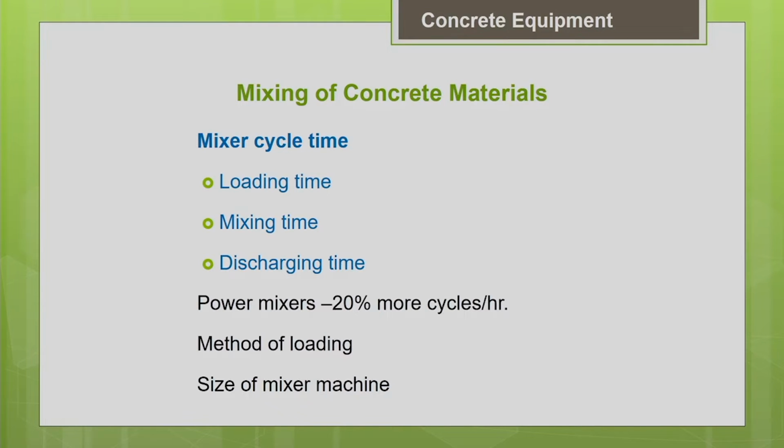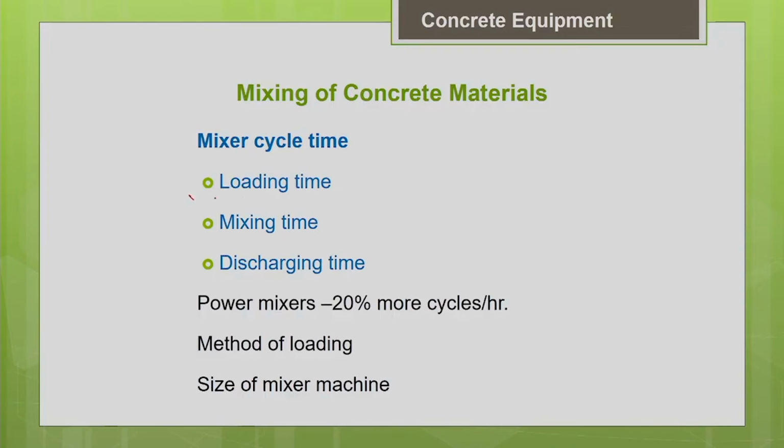So, how to find the cycle time of the concrete mixer machine? In the earlier lectures, we have determined the cycle time of different equipment. Now, similarly, we have to find the cycle time of the concrete mixer machine also. So, what are the components of the cycle time of a concrete mixer machine? It is nothing but your loading time, mixing time and discharging time.